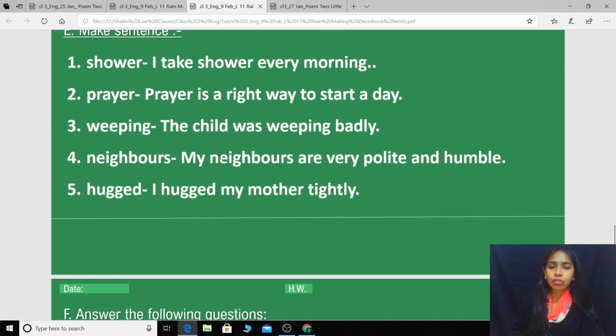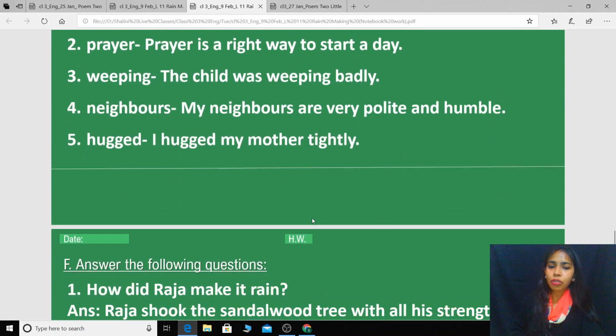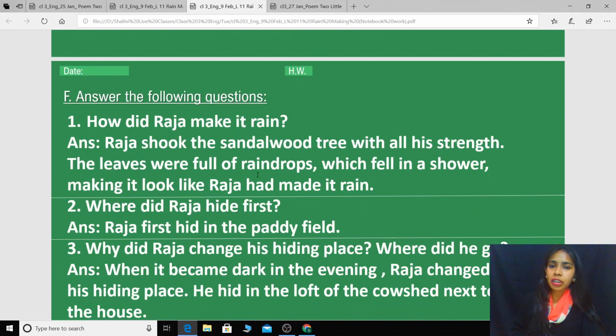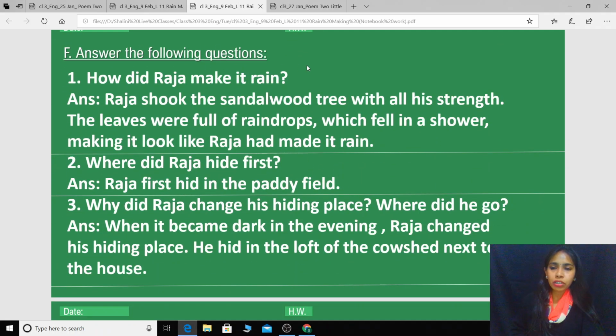Now make sentences, children, you can just revise it on your own. I'm not repeating the same again, children. Now question answers. How did Raja make it rain? Raja shook the sandalwood tree with all his strength. The leaves were full of raindrops which fell in a shower, making it look like Raja had made it rain.